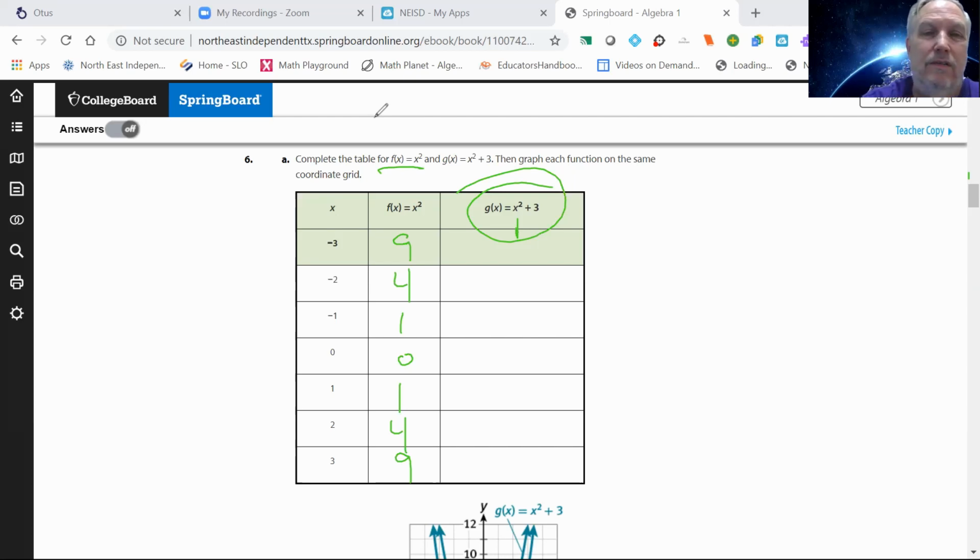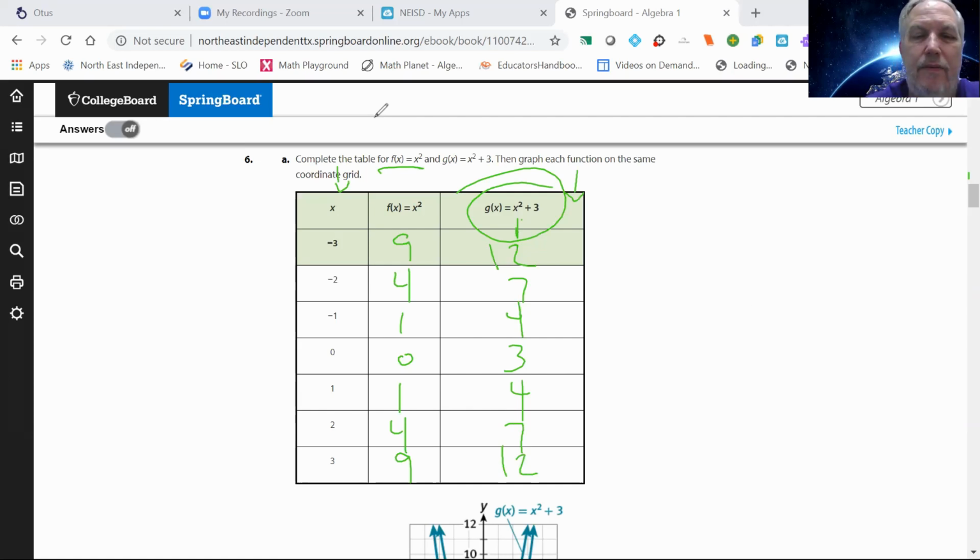And we can just take a look to verify on here. If we do this, we have our 9 plus 3 is 12. Our 4 plus 3 is 7. Our 1 plus 3 is 4. Our 0 plus 3 is 3. Our 1 plus 3 is 4. 4 plus 3 is 7. And 9 plus 3 is 12. And we can see that all of these y values for the same x are 3 higher. And of course, the graph confirms that as well.